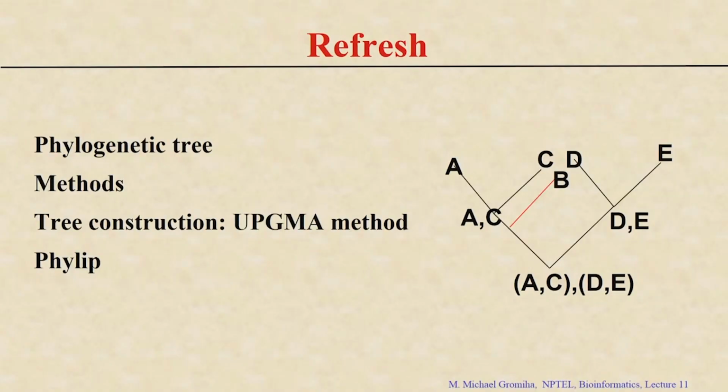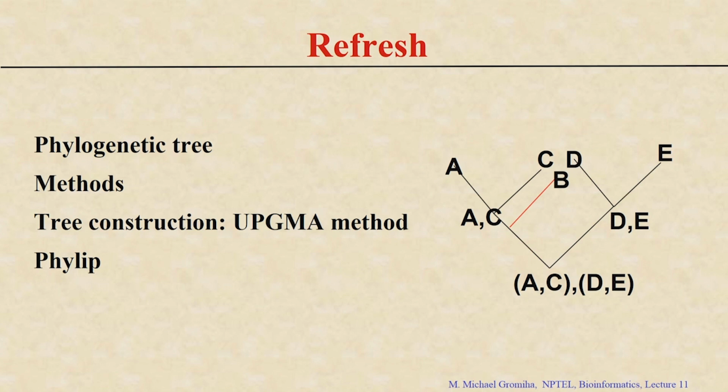In this case A and C are common to each other, and D and E are common to each other, and then B and AC are common to each other. We construct a tree and accordingly we assign weights. It may also be possible to add another internal node, AC comma B, at this point, and you can recalculate the weights. Then what are the other methods we discussed for tree construction? Neighbor joining methods, maximum likelihood methods, and so on.